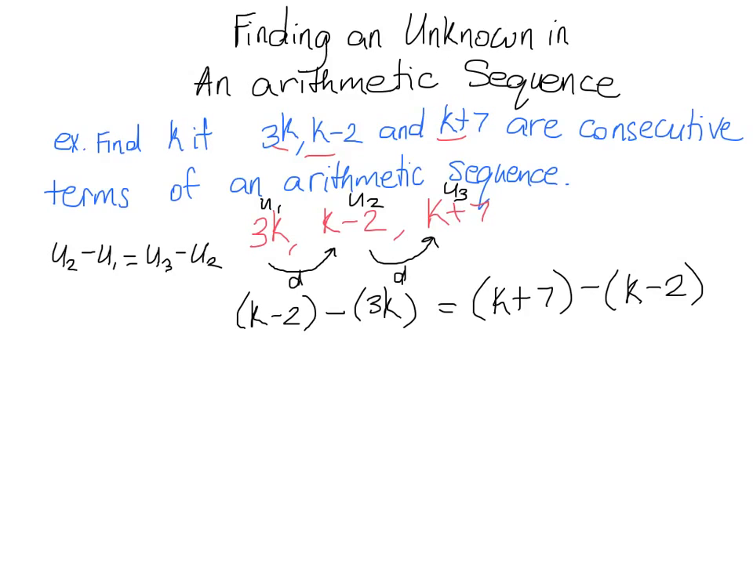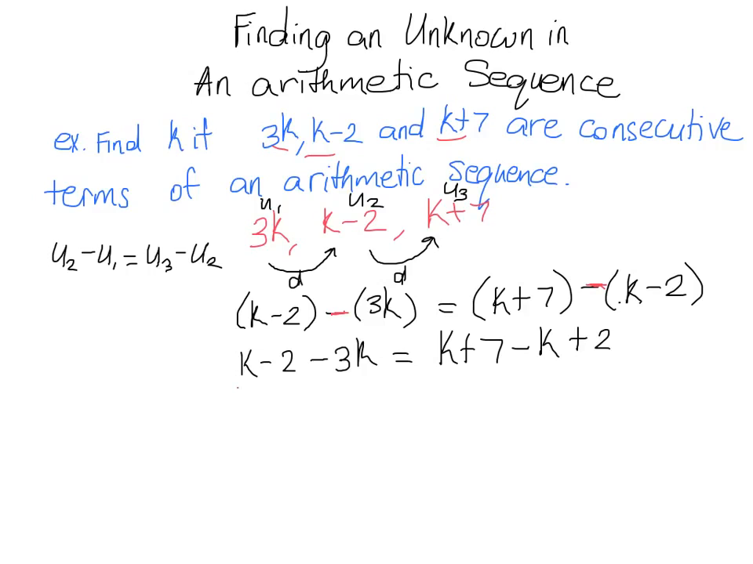Now we can drop our parentheses, but we need to remember that that minus will affect all the terms that come after. So we have k minus 2, still the same because there was no minus before it, but now we have minus 3k, equals k plus 7, the same because there was no negative sign before it, but now we have minus k, so that sign switched, plus 2, and that sign also switched.